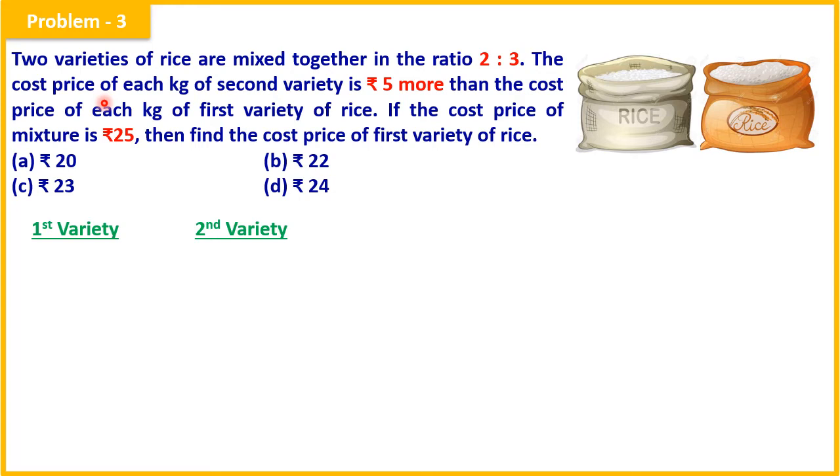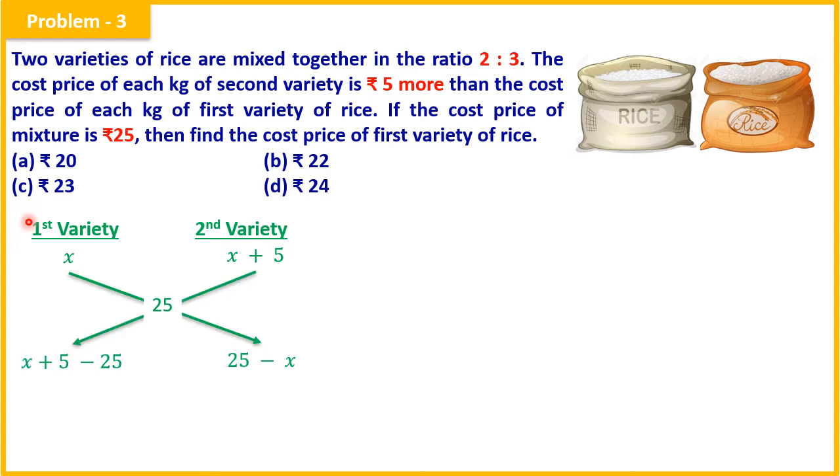If I assume the cost price of first variety as X, obviously the cost price of second variety will be X plus 5 because it is 5 rupees more than the cost price of each kg of first variety of rice. Well, the cost price of mixture is given to you as 25, so that 25 can be written in the center. It's obvious that this 25 will be more than X, but this 25 will be less than X plus 5. So when we are doing cross subtraction, we will do 25 minus X on this side, and on the other side we will do X plus 5 minus 25.